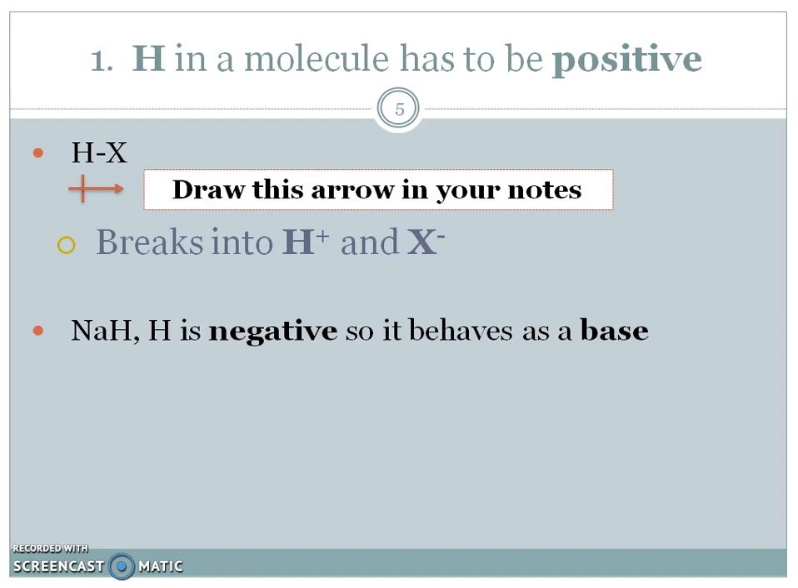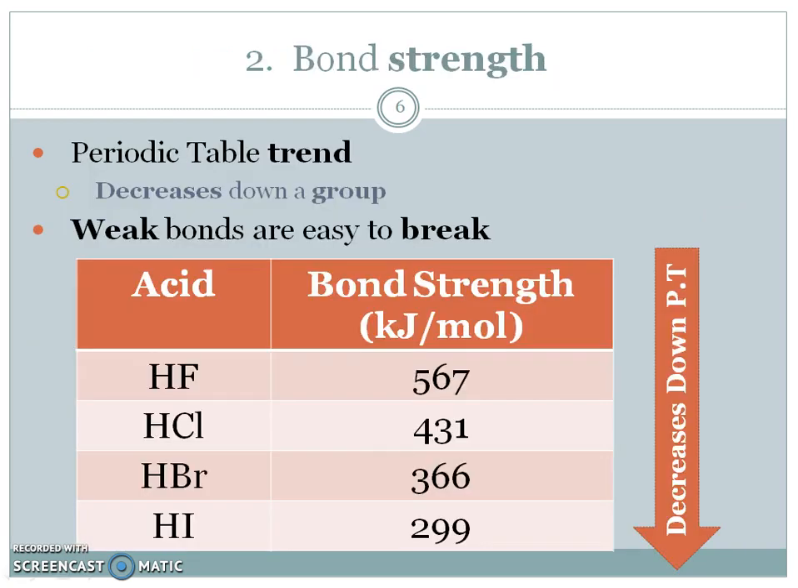However, you do know that H can also be negative. Well, if H is negative, like in this sodium hydride, then it could also act as a base. So we want to remember H plus would mean an acid and an H negative would mean a base.